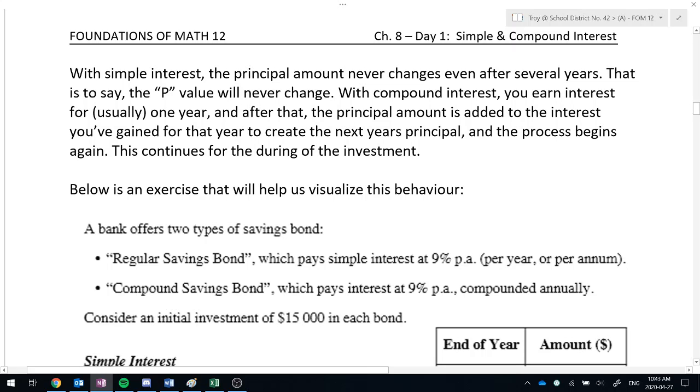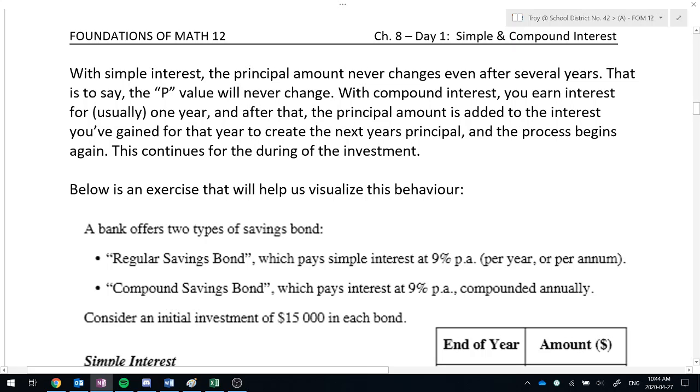In this section, it's going to be every year. It doesn't necessarily have to be every year. It could be every week, every month, every half a year, whatever. But in this section, we're just going to keep it simple. We're going to say that our P value changes every year, or that the interest is compounded every year. So what does that mean? So let's say we let an investment sit for more than a year, right? Let's say we let it sit for, I don't know, 4 or 5 years.